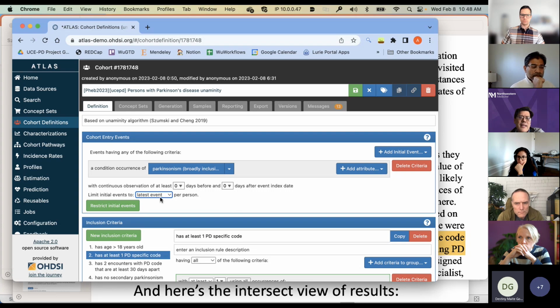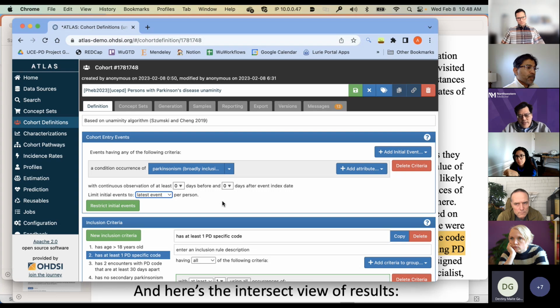I think the latest date makes sense, right? Because we're not worried about the earliest date anymore. I actually don't think it matters. It's just, if you put the last date, then you're thinking of exactly like the paper. You find the last time the person has the Parkinsonism code, and now you're putting requirements on what should have happened before that.